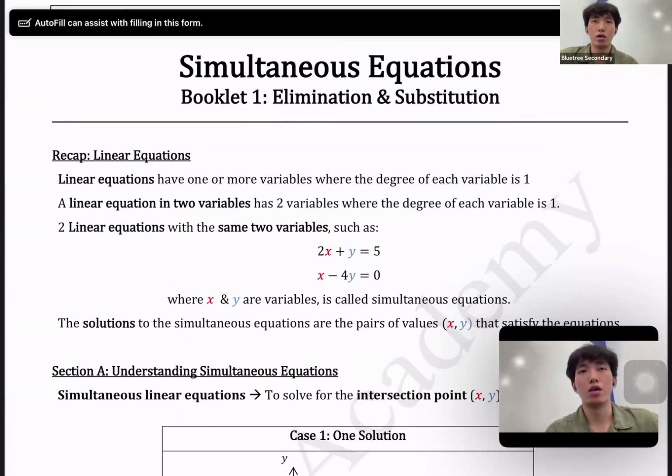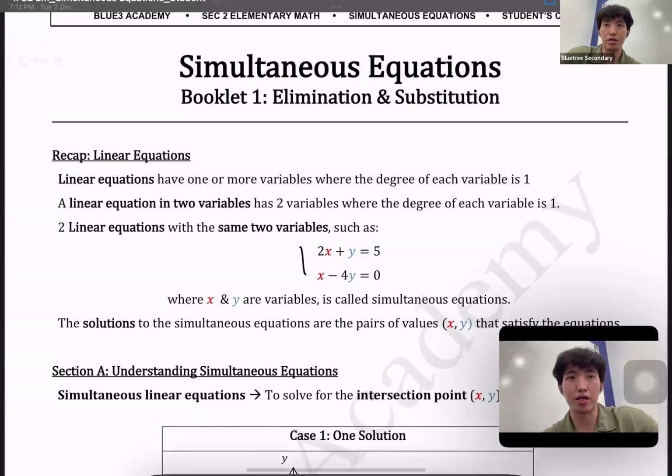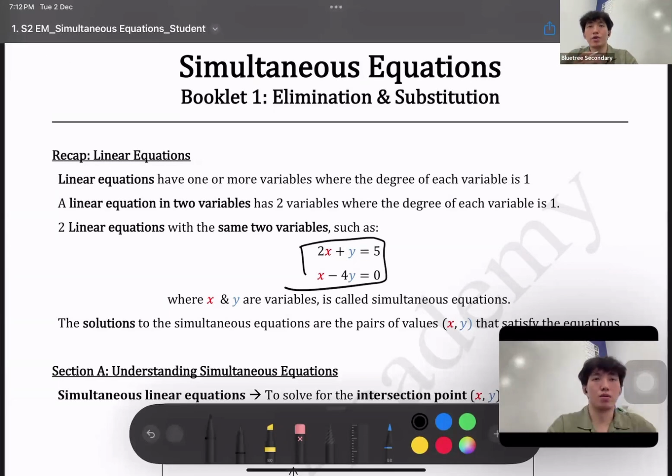Okay, so let's recap a bit about linear equations. A linear equation is basically just an equation that looks a bit like this. Next time we'll learn something called quadratic equations. The only difference between quadratic equations and linear equations is that quadratic equations will look like this, and linear equations will just be this. So quadratic equations have this power 2, and linear equations is just x, with no powers. The moment it's x squared or x cubed, it's not called a linear equation anymore.